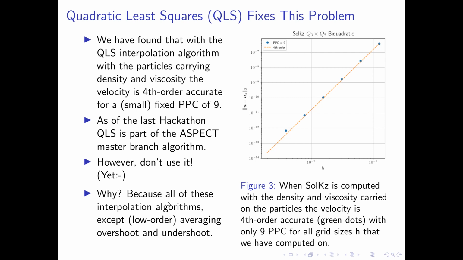And why? Because all of the particle interpolation algorithms, except for the averaging, will overshoot and undershoot. And that's a problem. It's not exactly the same kind of problem that you have when you advect, where you overshoot and undershoot. It's more of what they call a Runge phenomenon in polynomial interpolation. Anyway, that's the problem we set out to fix this past summer.